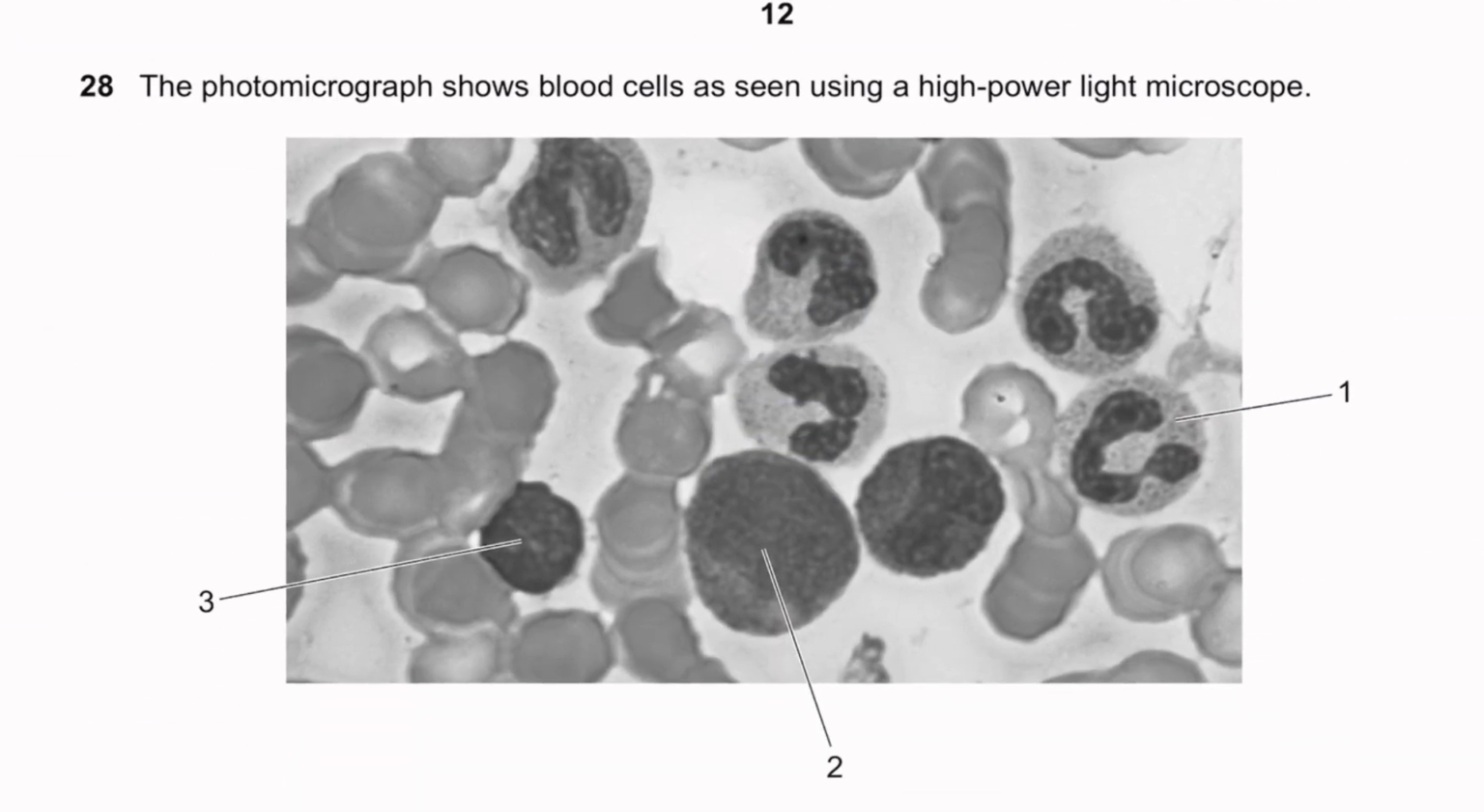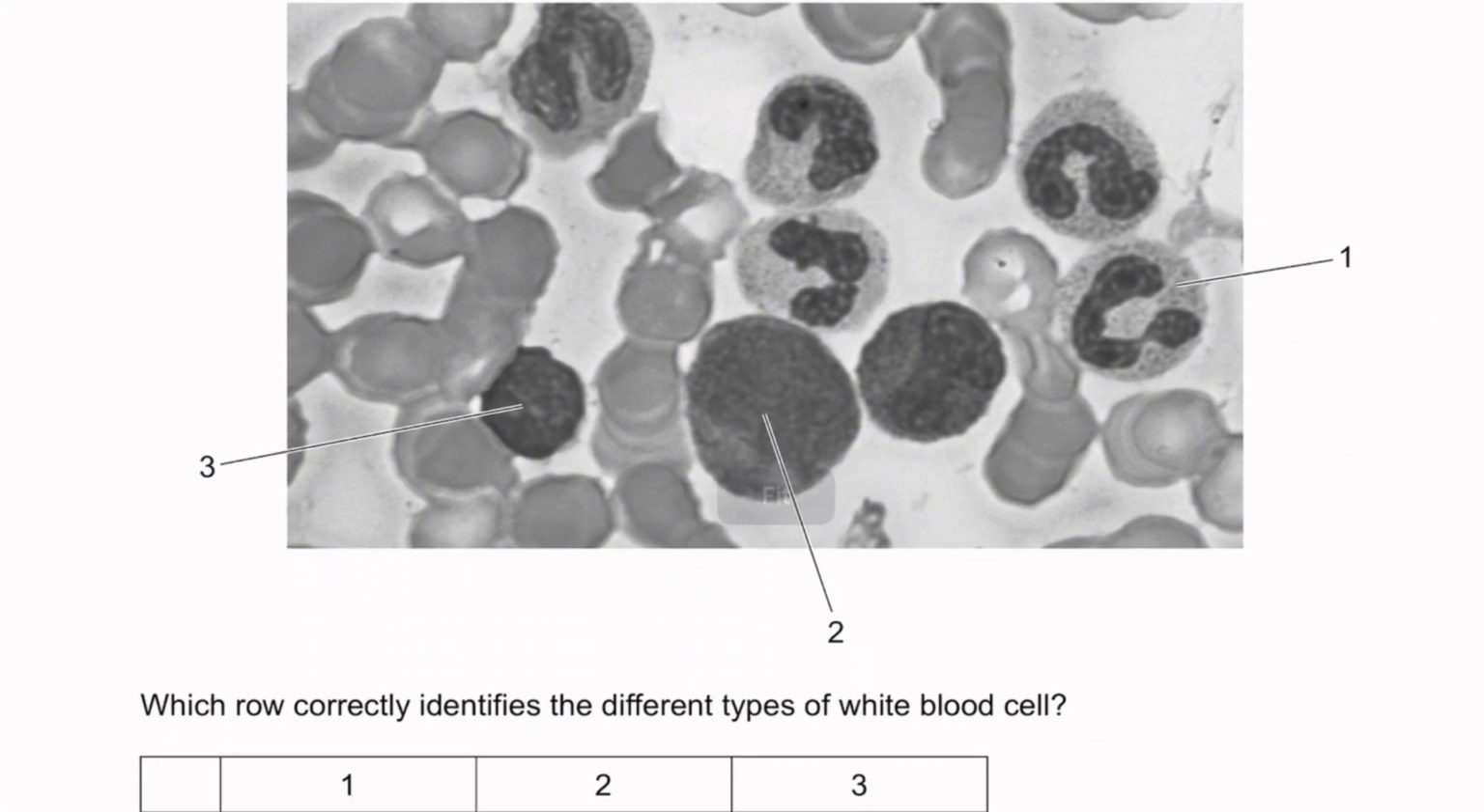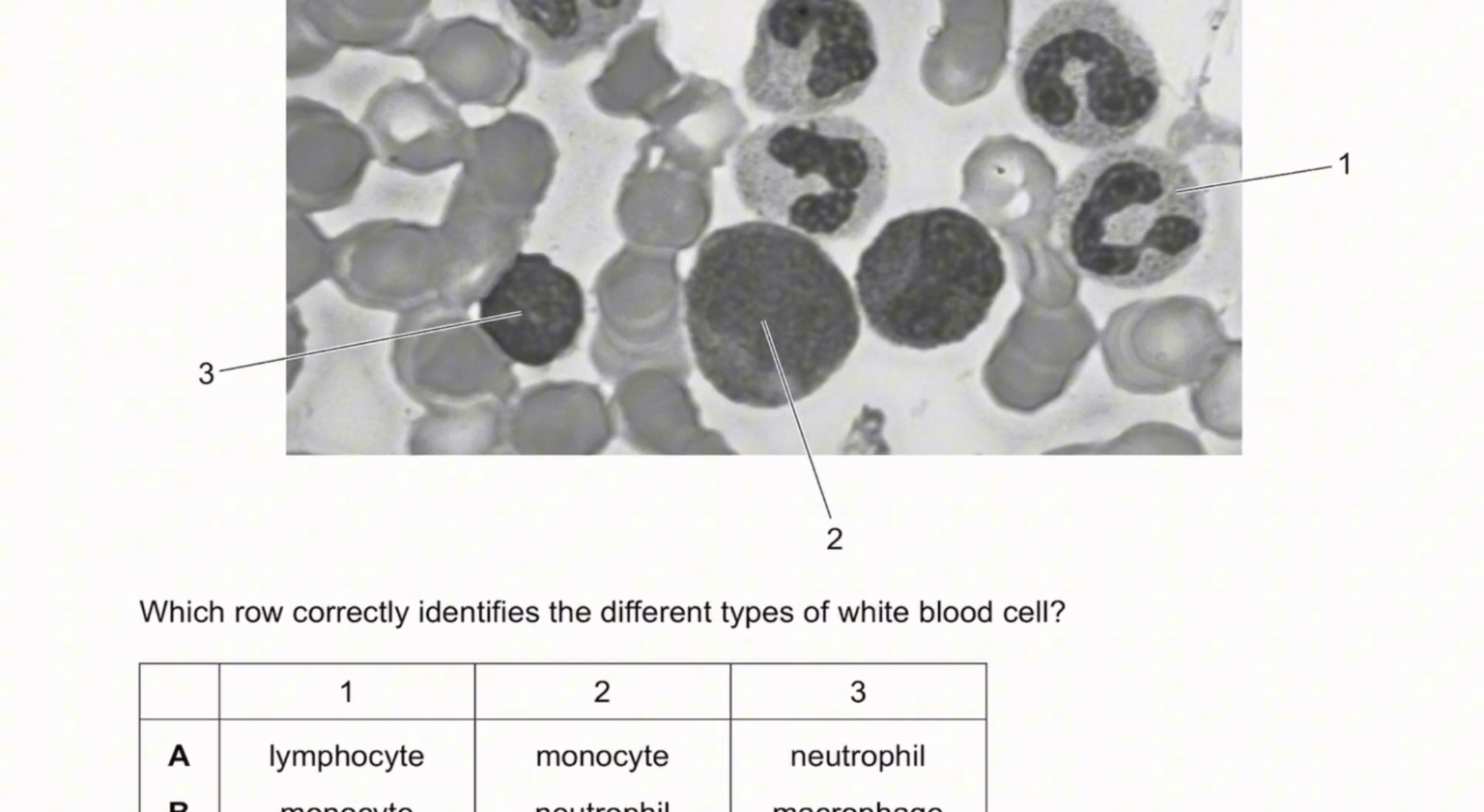The photomicrograph shows blood cells as seen using a high-power light microscope. He's labeled 1 and it's a phagocyte, and 2, and let's see what we have here to label. So which row identifies the type of white blood cell shown? So 1 is definitely a neutrophil, and I think 2 over here is very huge to be a monocyte. I think 2 has to be a macrophage. So let's see what options we have. 2, either monocyte or neutrophil, or monocyte or lymphocyte, and then 3 is either neutrophil, macrophage, lymphocyte, or monocyte.